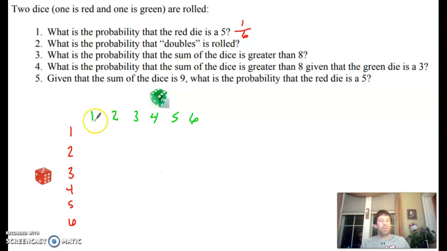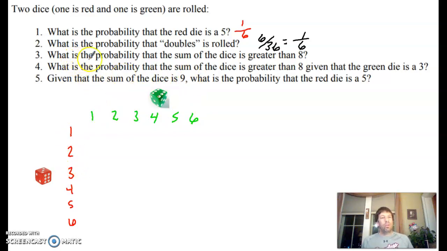But how many of those are doubles? Well, a 1 and a 1, a 2 and a 2, a 3 and a 3, a 4 and a 4, a 5 and a 5, and a 6 and a 6. So there are 6 possibilities that work out of 36 total possibilities, which reduces to 1/6. Okay? Another way you can think about it is it doesn't matter what's rolled on the red die, we just need the green die to match it. Well, there's a 1 in 6 chance that the green die will match whatever's on the red die.